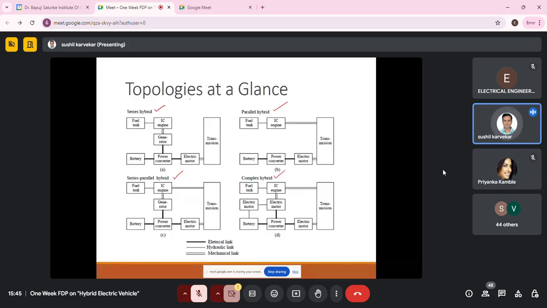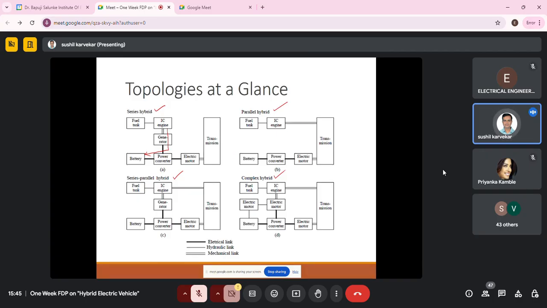Okay, so in series, we have seen that the electric motor is itself the main component. The IC engine will be only used to charge the battery whenever the battery's energy is going to be almost depleted. So during that part, the IC engine would be brought into action.